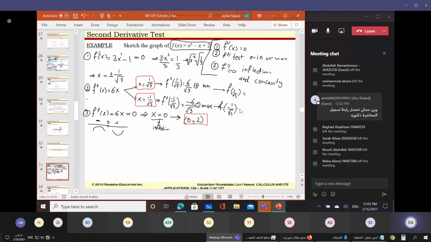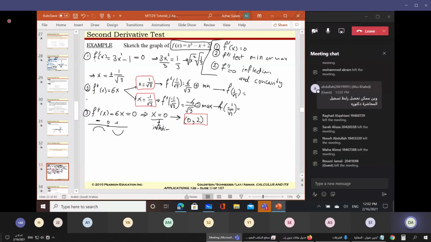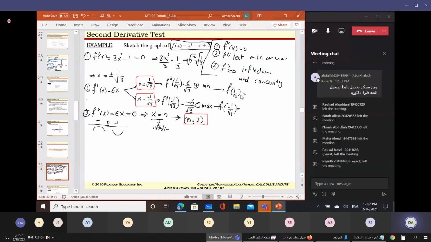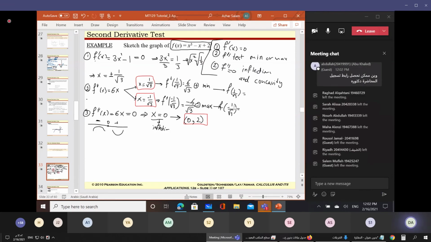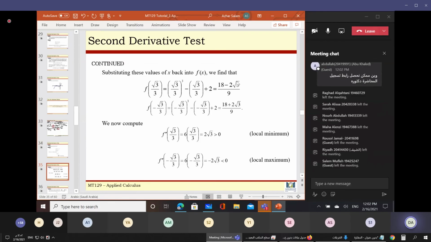Okay, and you will find the value. Okay, and I will use these values. Okay, I will take it immediately here, notice here that the same value.